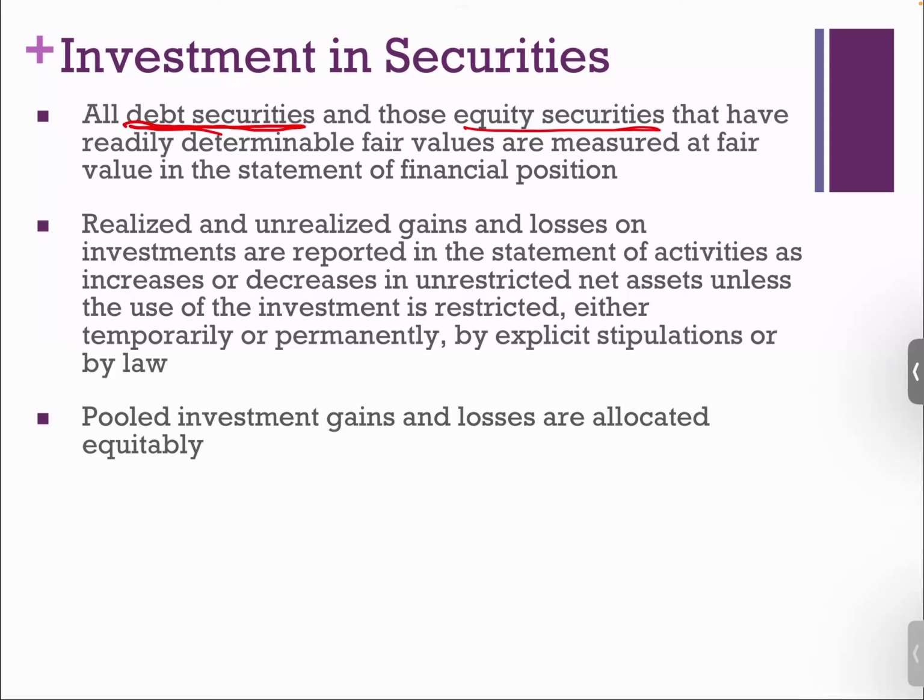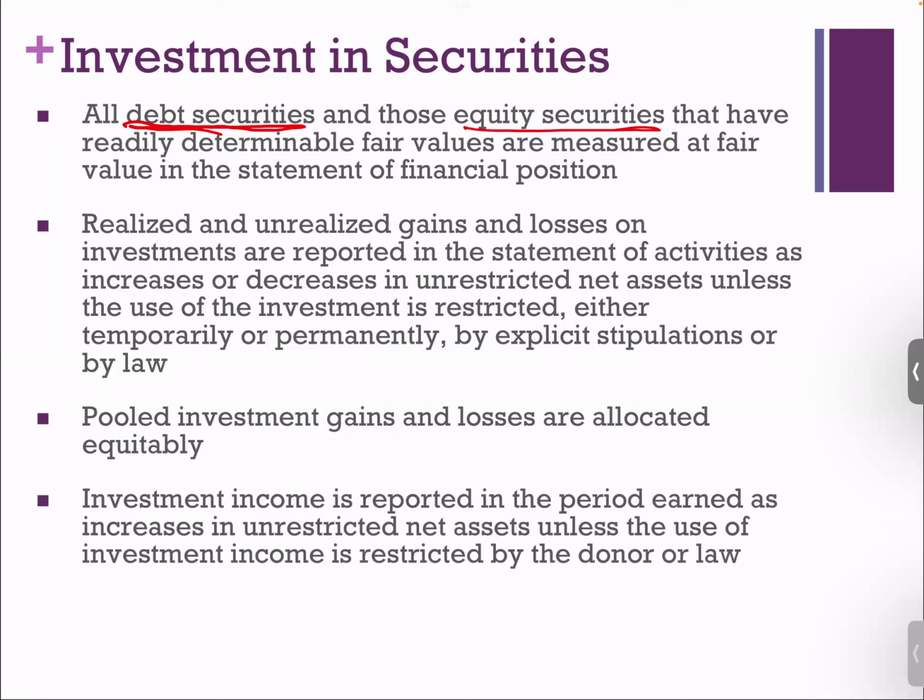Like, one nonprofit may not have enough resources, investments to justify a financial advisor or whatever. So they pool their resources so that they can justify using an investment firm or something like that. So those gains and losses would just be allocated equitably, right? So if you put in 10% of the investments, then you would take 10% of the gains or losses. That's all that's saying.